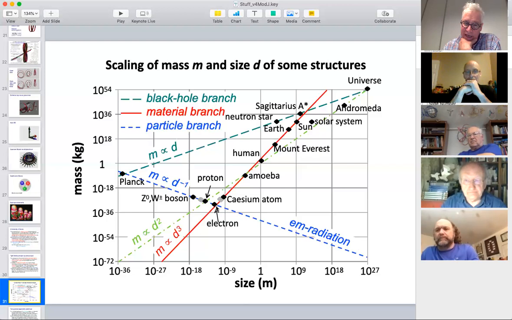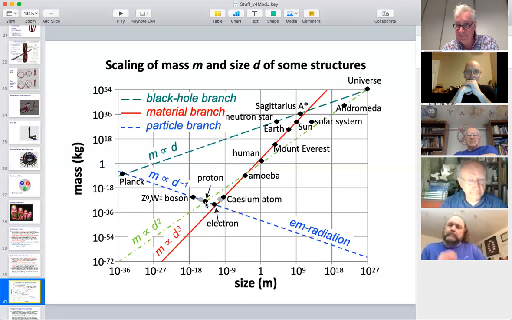Protons are also on that, the electrons are on that, because they have an internal wavelength too. And so is the Z and W boson, for example. But the proton is an interesting one. If you draw a line from the universe size and mass, and you do m is proportional to d squared, then a bunch of things appear on that line as well. A galaxy, a human, and the proton.